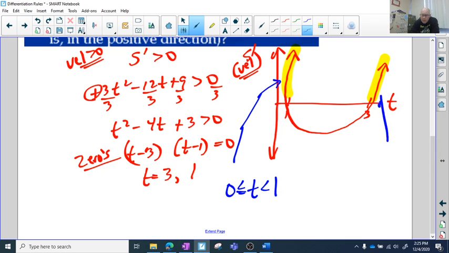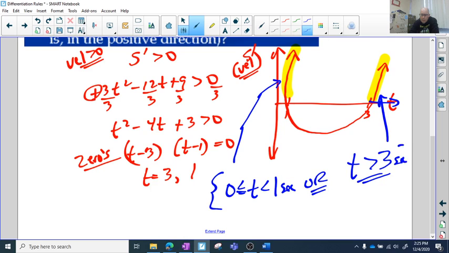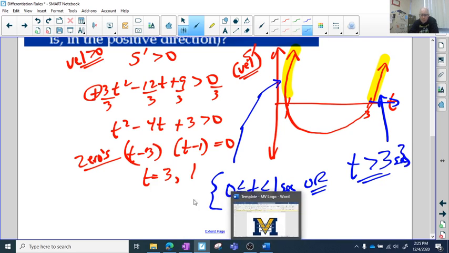And then this section of the graph here would be any time you pick greater than 3. So if you picked a time over here, its velocity on the graph would be up here. Therefore, at any time greater than 3. There's the answer to this question. Between 0 and 1 second, at any time greater than 3 seconds, this particle is moving in a positive direction.